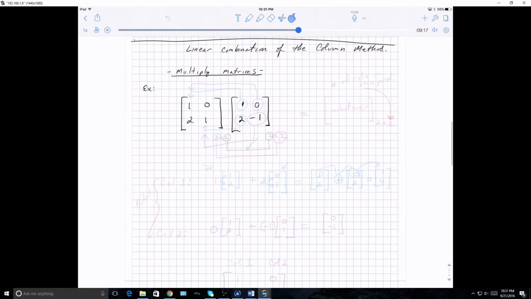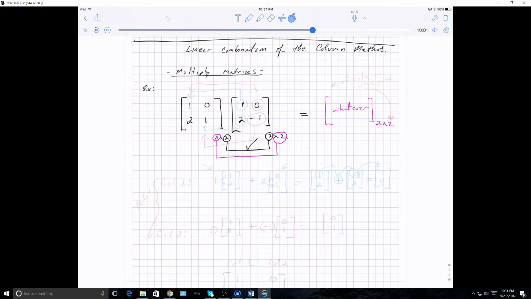Now this is the same example. So what we're going to do is realize just a couple of things. What are the dimensions? Well, the first one is a 2 by 2, and the second is a 2 by 2. We can perform the product because these are the same, and the end result is going to be what's left over, which is a 2 by 2. So whatever this is, it will be a 2 by 2.